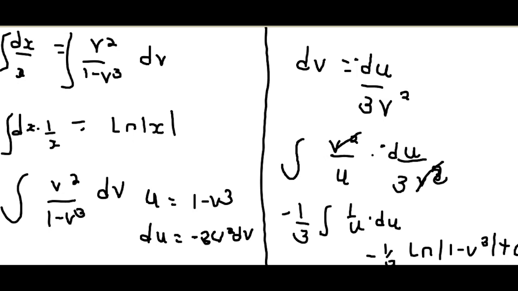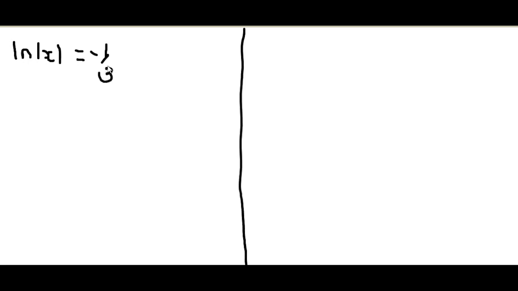So we are going to join the two equations together, whereby it's going to be ln x equals negative 1 over 3 ln of 1 minus v cubed, plus c. So I know some of you are wondering, why are we not adding plus c on this other side? We can't have two constants in the same equation, so that's why we add it on only one side.